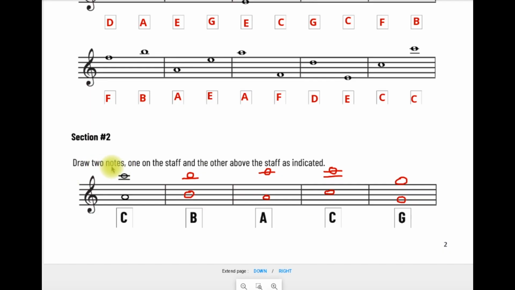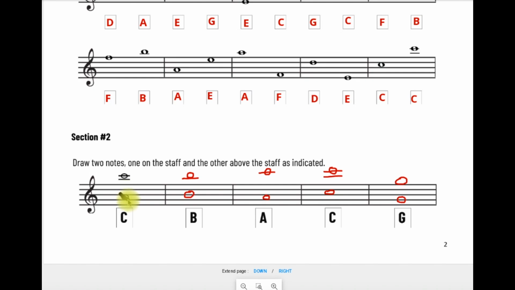Draw two notes, one on the staff and the other above the staff as indicated. Here's an example. We have C here, which is an incorrect answer. This should be here on the third space. So let's just make that correction. That's a typo.